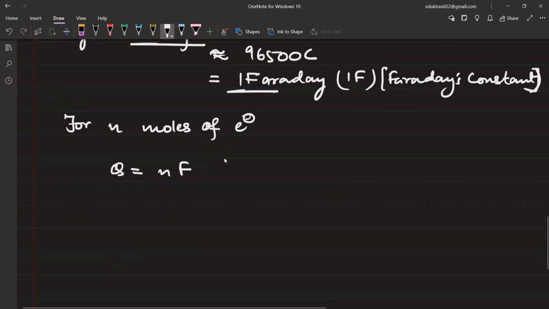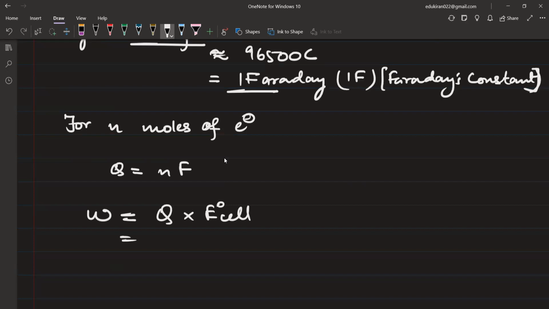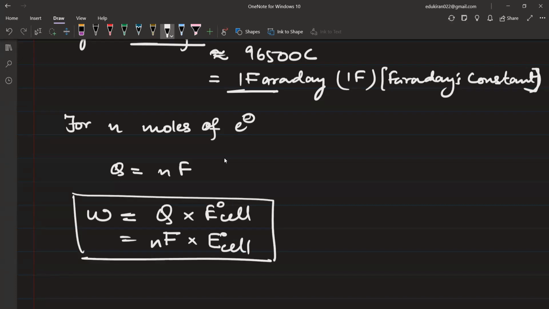Now you can see we have an equation which says the work done will be equal to the number of moles into Faraday. It was Q into V, if you remember, and here Q into E naught cell. In this particular cell reaction, we are using n moles of electrons, each with 1 Faraday of charge, into E naught cell. Got it, guys? Please tell me. This equation: work is equal to nF into E naught cell.